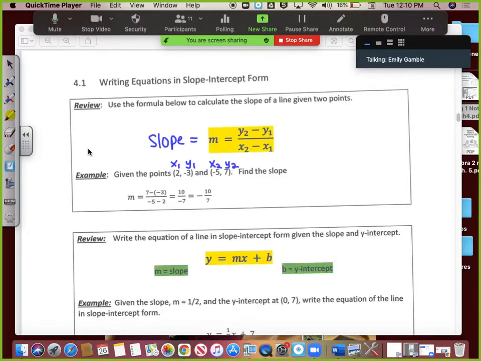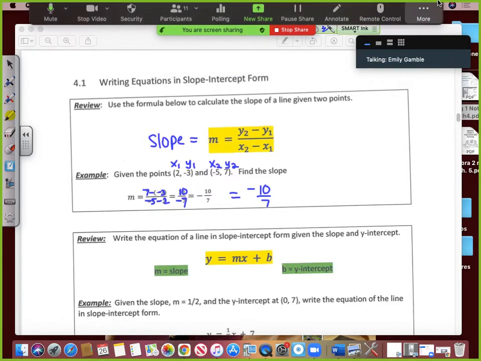What you do is you put these numbers into the formula. y2 is 7, that's where the 7 comes from, minus y1 is -3, 7 minus -3 is 10, and then -5 is x2, that's why they put -5 here, minus 2 is x1, and -5 minus 2 is -7. So this simplifies to be -10/7 for my slope. That's simplified because you don't have any factors of 10 or 7 that you can make this smaller. You would not put this into mixed number form, that would just be it.